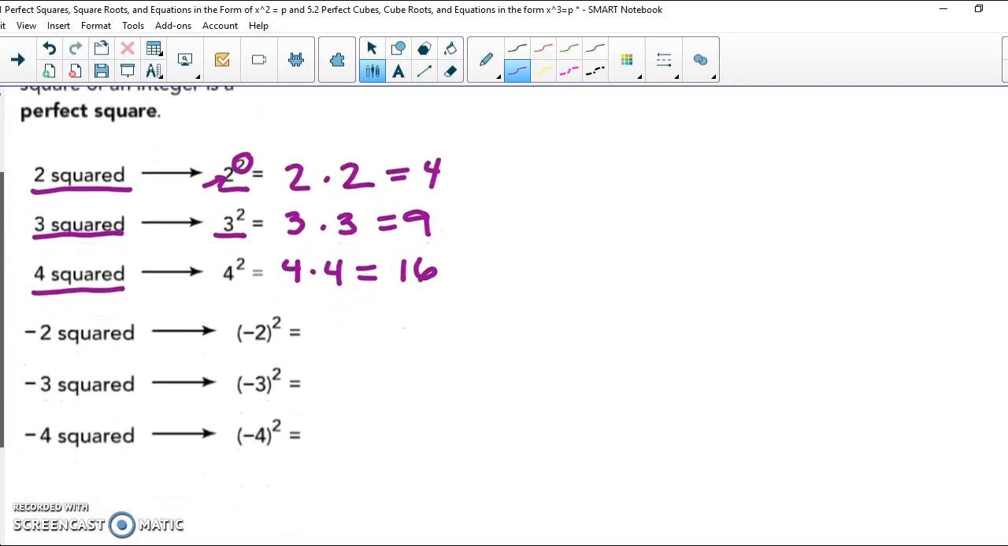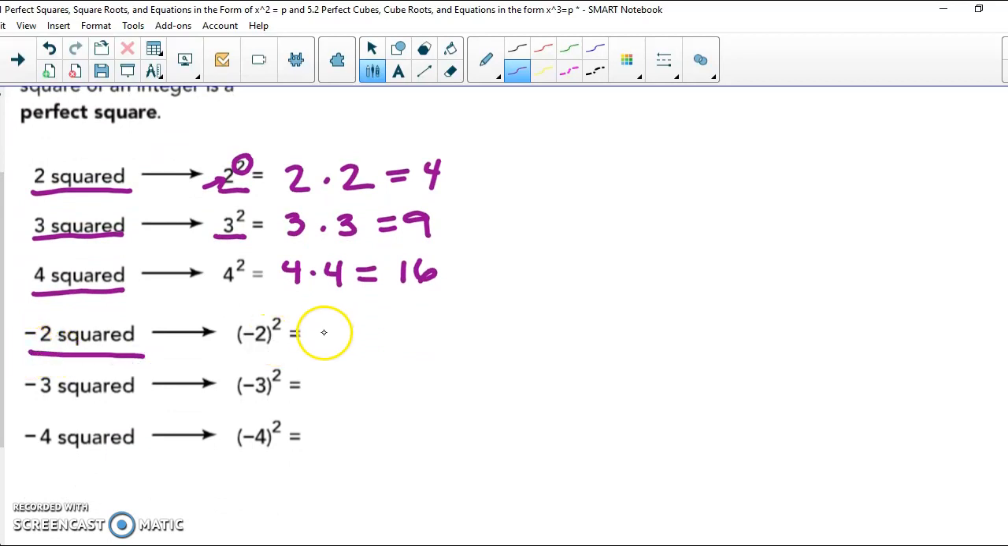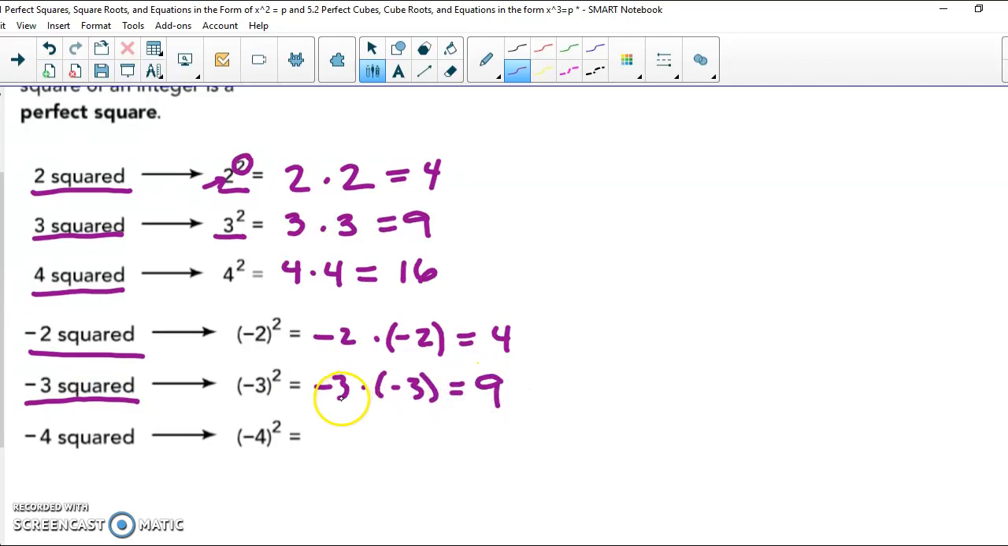square negative numbers, so we have to keep those integer rules in mind. So negative 2 squared means that negative 2 is a factor twice. So negative times a negative always makes a positive, so negative 2 squared is also 4. In the same way, negative 3 squared, negative times a negative makes a positive. So 3 squared is 9, and negative 3 squared is 9. And finally, negative 4 squared means that negative 4 is a factor twice, which gives us positive 16.